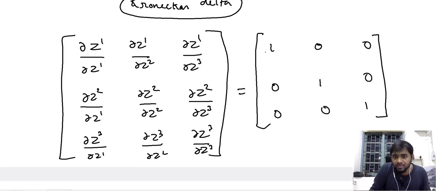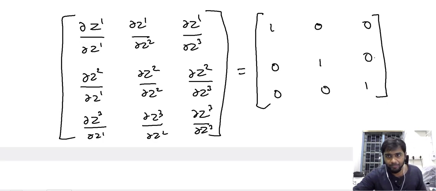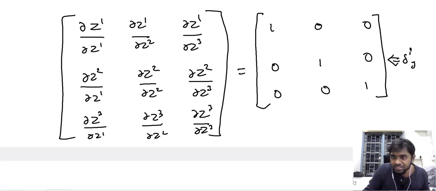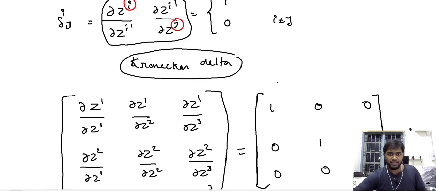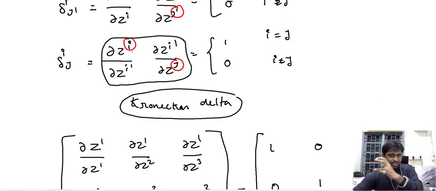So when you assign values to the row and column, when the row and column values are identical, then the value is 1; if not, the value is 0. So it has the same description as the Kronecker delta. This is nothing but the Kronecker delta expressed in the form of a matrix. So we have expressed the 9 PDEs into a single expression, and we have related the single expression to the Kronecker delta.